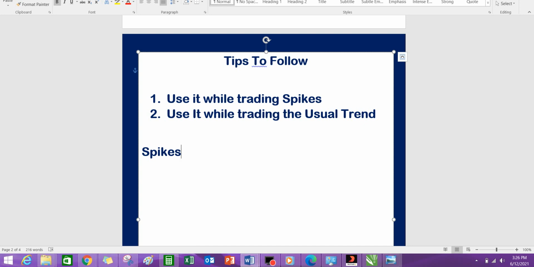But when trading spikes, you can use stop loss to keep your profit, because the market reverses steadily at that particular point, and once it gets to your stop loss, it will definitely take you out of the market.